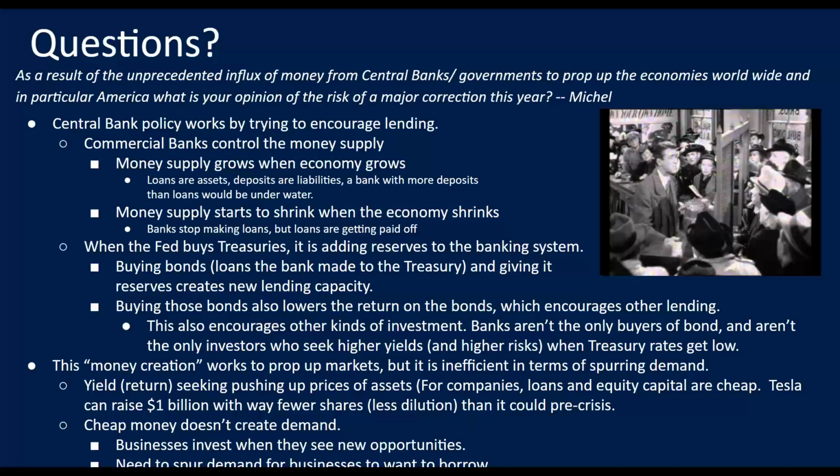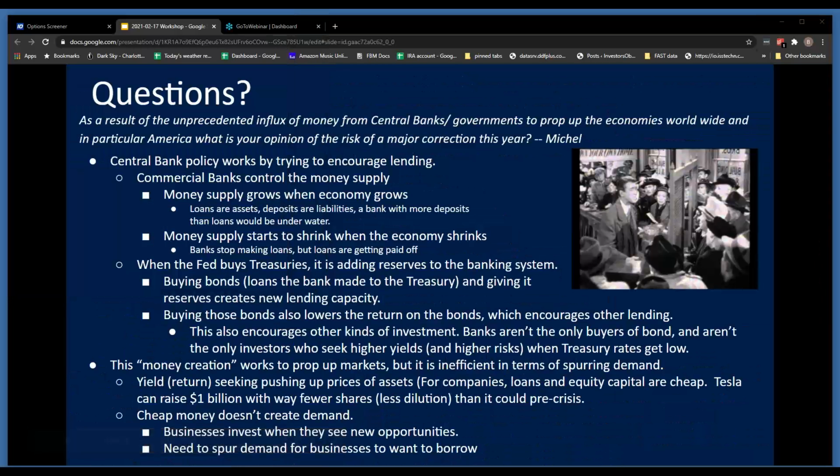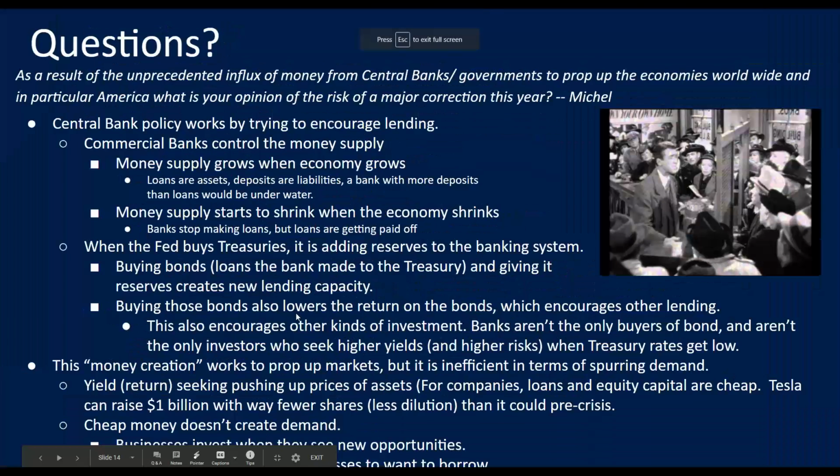Central bank policy works mostly by trying to encourage lending. Okay, so commercial banks in our monetary system control the money supply. So the money supply grows when the economy grows. That seems a little weird. I get it. It's not really how people normally think about it, and most people don't really think of commercial banks as controlling the money supply.